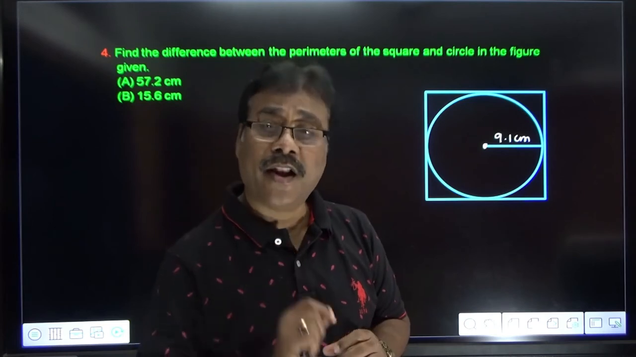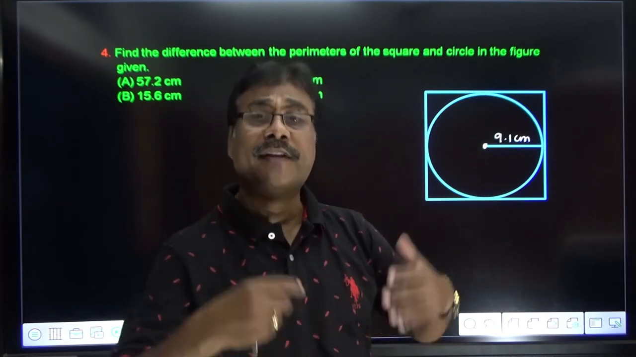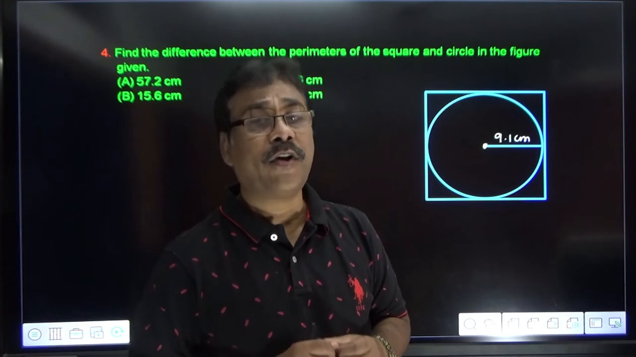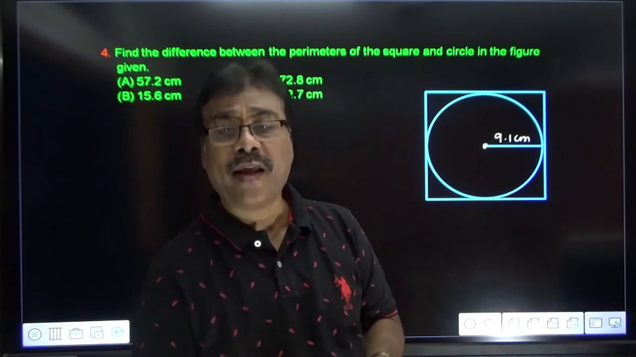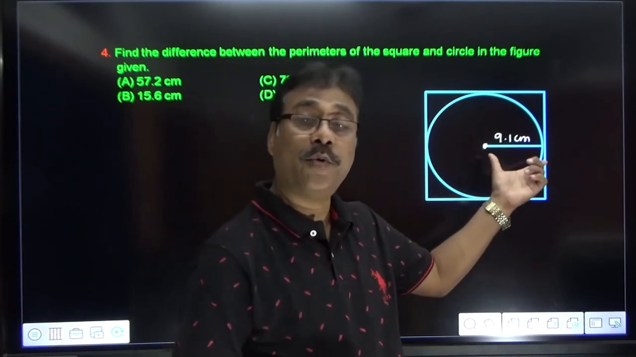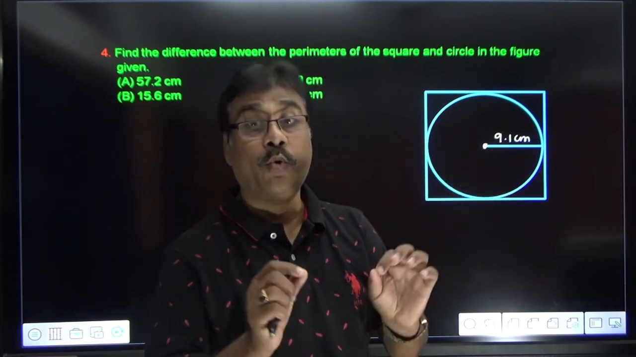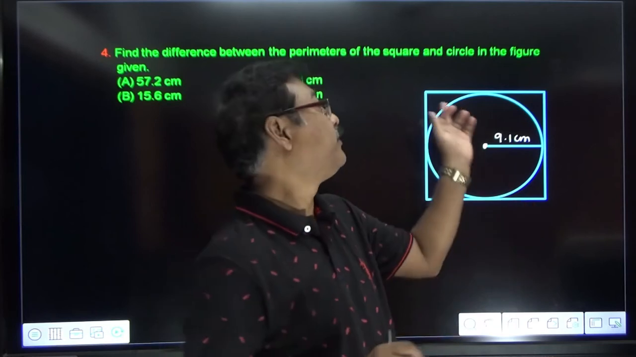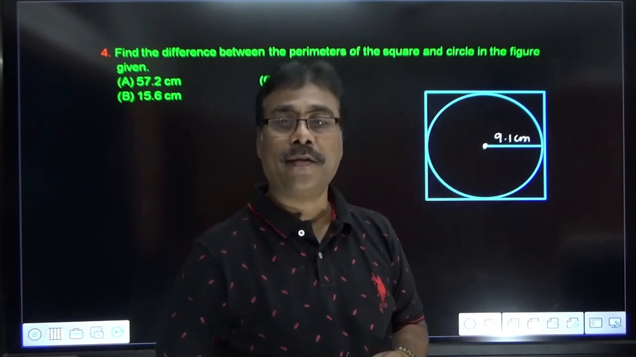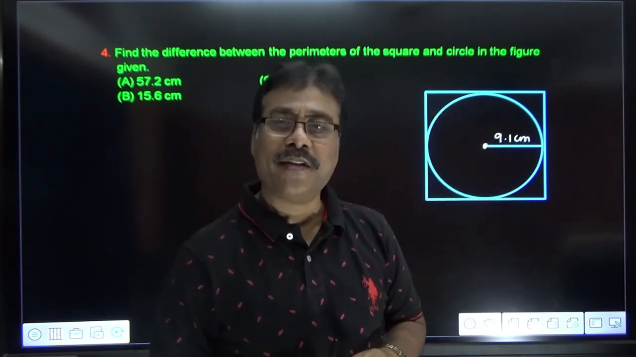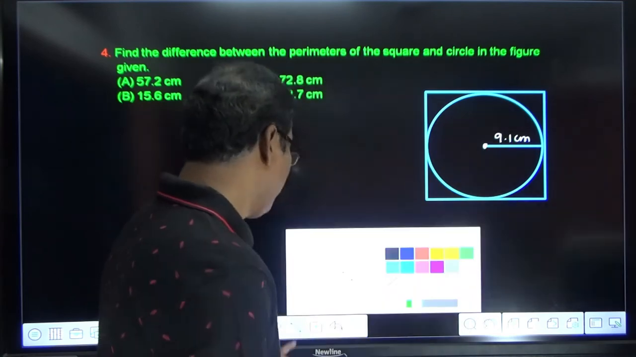For circle, what is the perimeter? Its circumference. Circumference is what? 2 pi r. R is given to you, 9.1. So 2 pi r I can find out. But the question is how to find out the side of the square. Easily actually I will get. How? Just see this one.